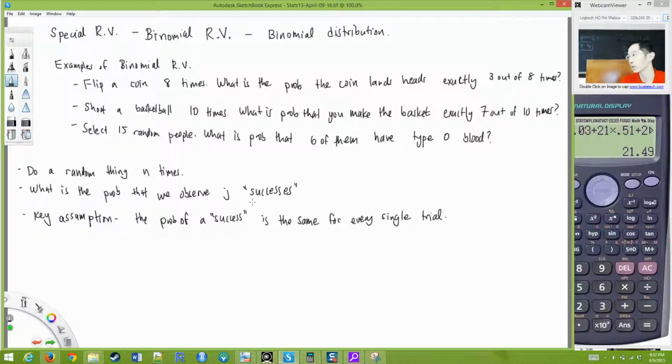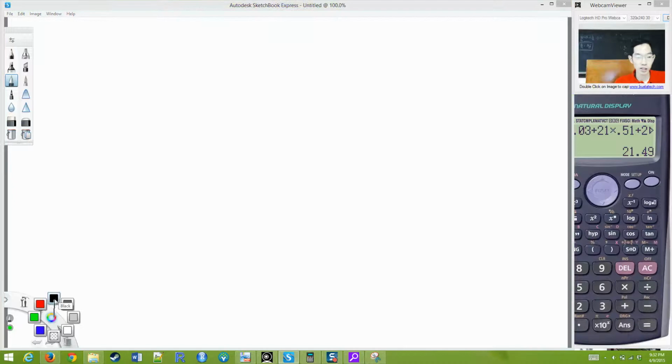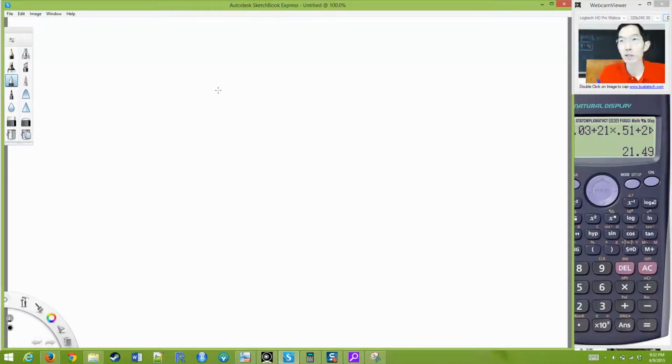Let's try answering this type of question with the tools that we already know, and then I will illustrate how the binomial random variable formula simplifies this work.